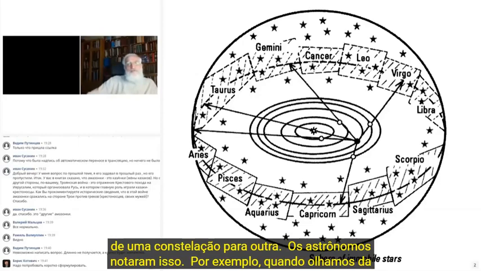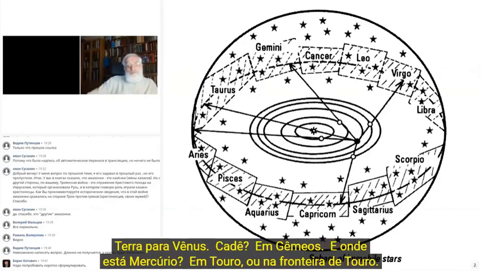Astronomers noticed this. For example, when we look from Earth at Venus, where is it? In Gemini. And where is Mercury? In Taurus, or on the border of Taurus.